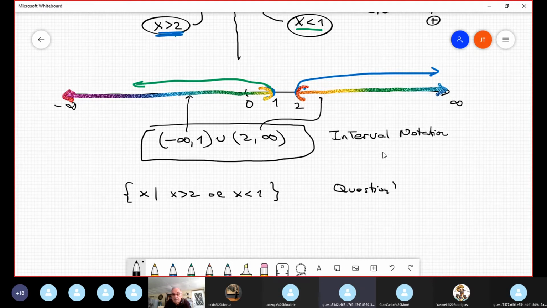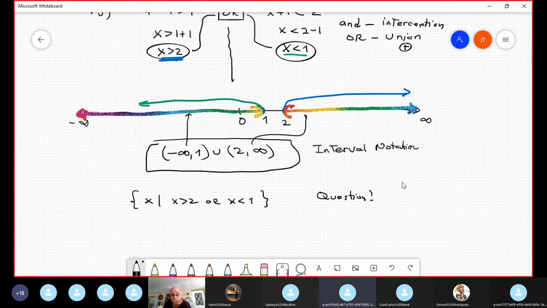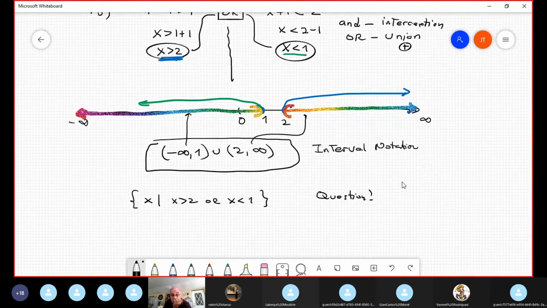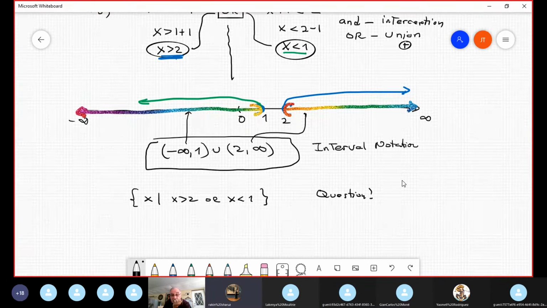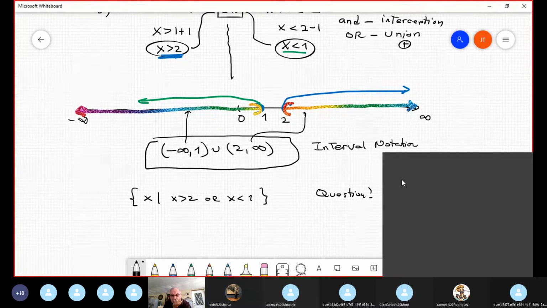Yeah, the question is, do the intervals touch each other or never touch? Sometimes they touch, yeah. And if they touch, then, wow, it's very confusing. Do we have to do all that interval?